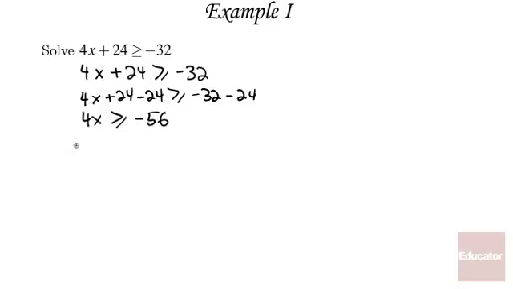My second step is going to be to divide both sides by 4. Now, whenever I'm multiplying or dividing, I just stop and double check and say, okay, I'm dividing by a positive, so I'm okay. I don't need to reverse the inequality. I can just proceed. So I have my 4's canceling out, which gives me x is greater than or equal to negative 14.